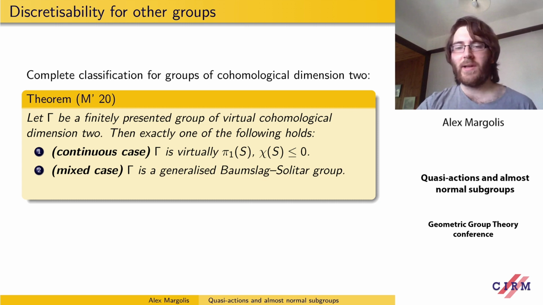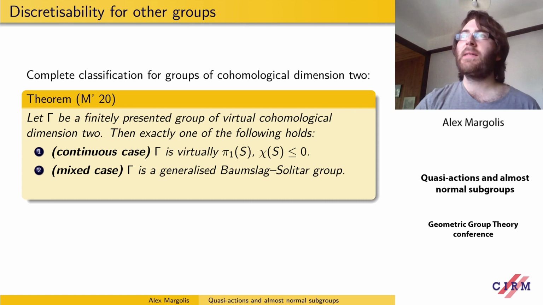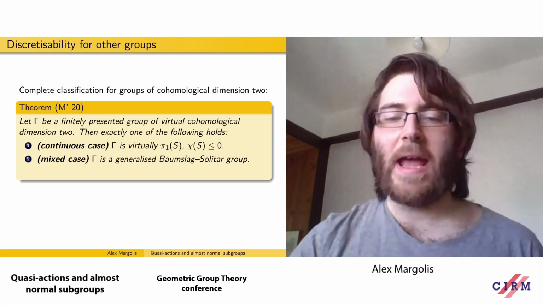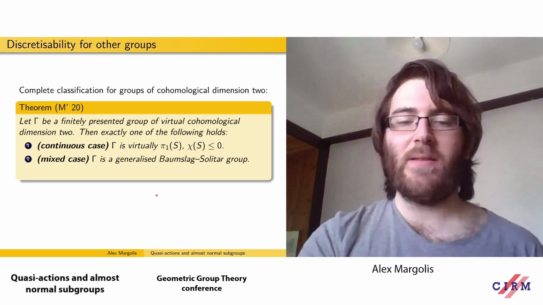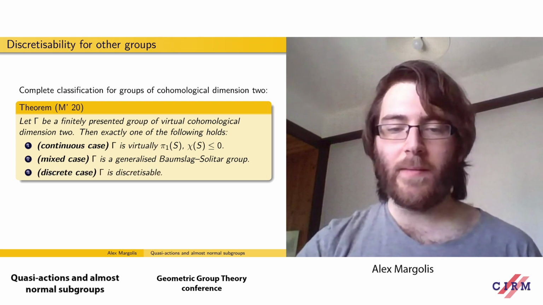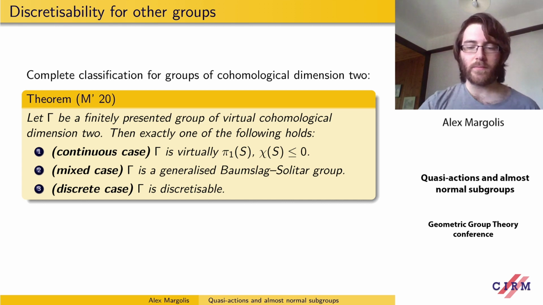And so these are groups which are sort of coarsely warped products of a real line and a tree. And again, like Milnor spaces, we have the continuous behavior coming from the action on the real line and the discrete behavior coming from the action on the tree. So these groups exhibit a mixture of coarsely continuous and coarsely discrete behavior. And everything else is discretizable.